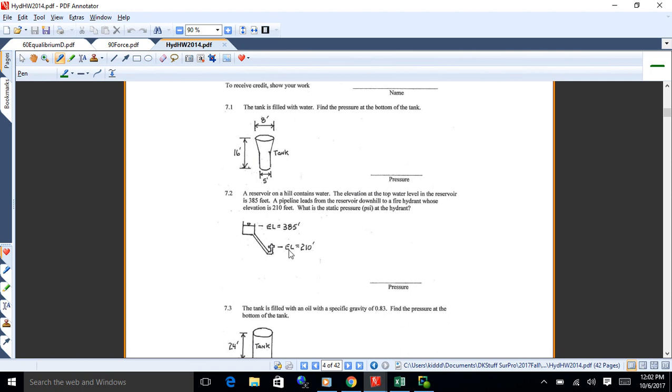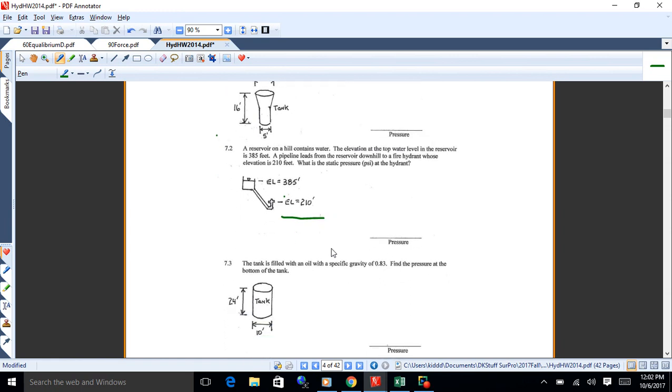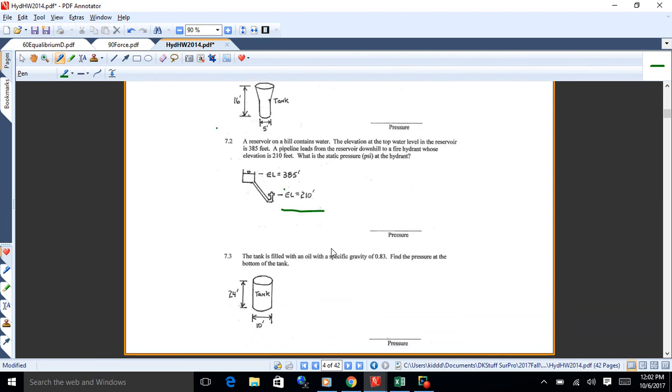Now 2, what we're doing there, those are elevations. I'll use this in the class. When it says L equals, that means the elevation, generally above sea level. That would be a tank going down to a hydrant, and you'd know the elevations above sea level of those points. If you subtract them, you'll get the height. Then number 3, you just use the height and then factor in the specific gravity.